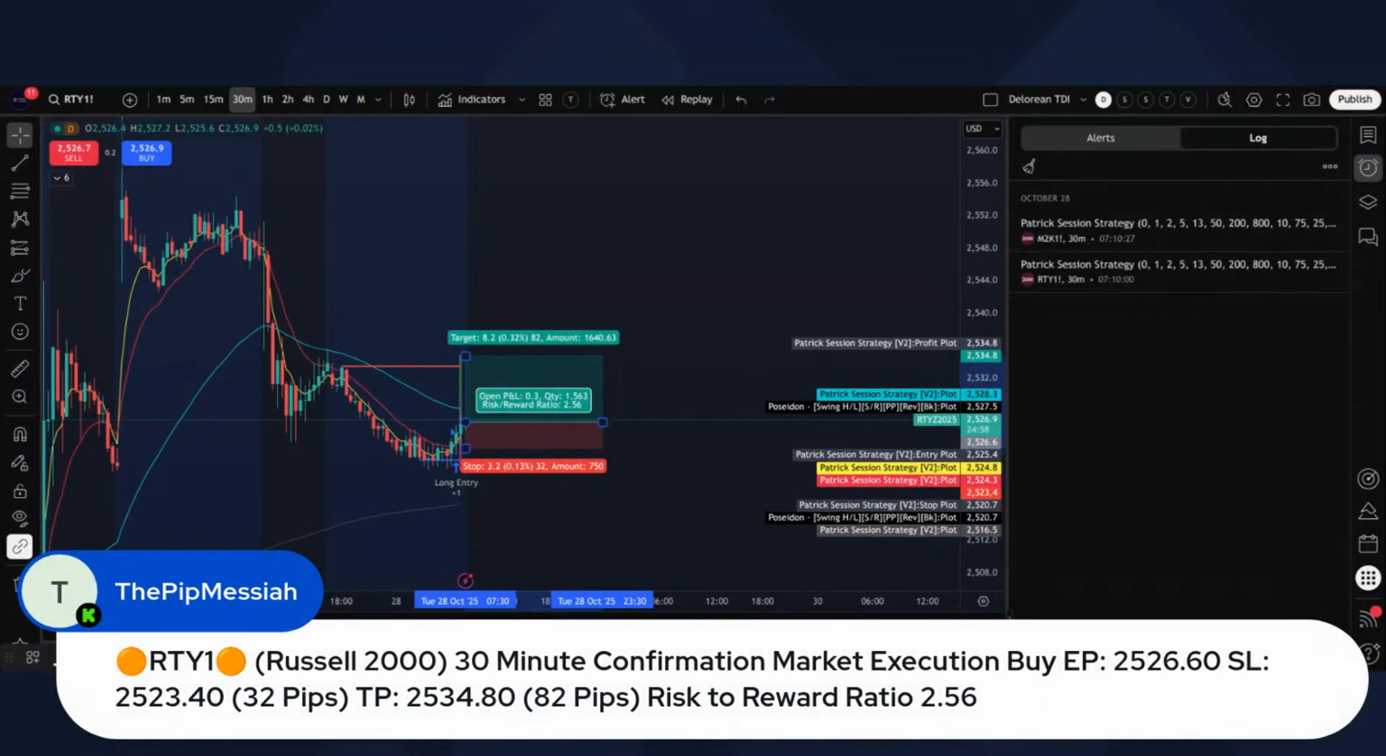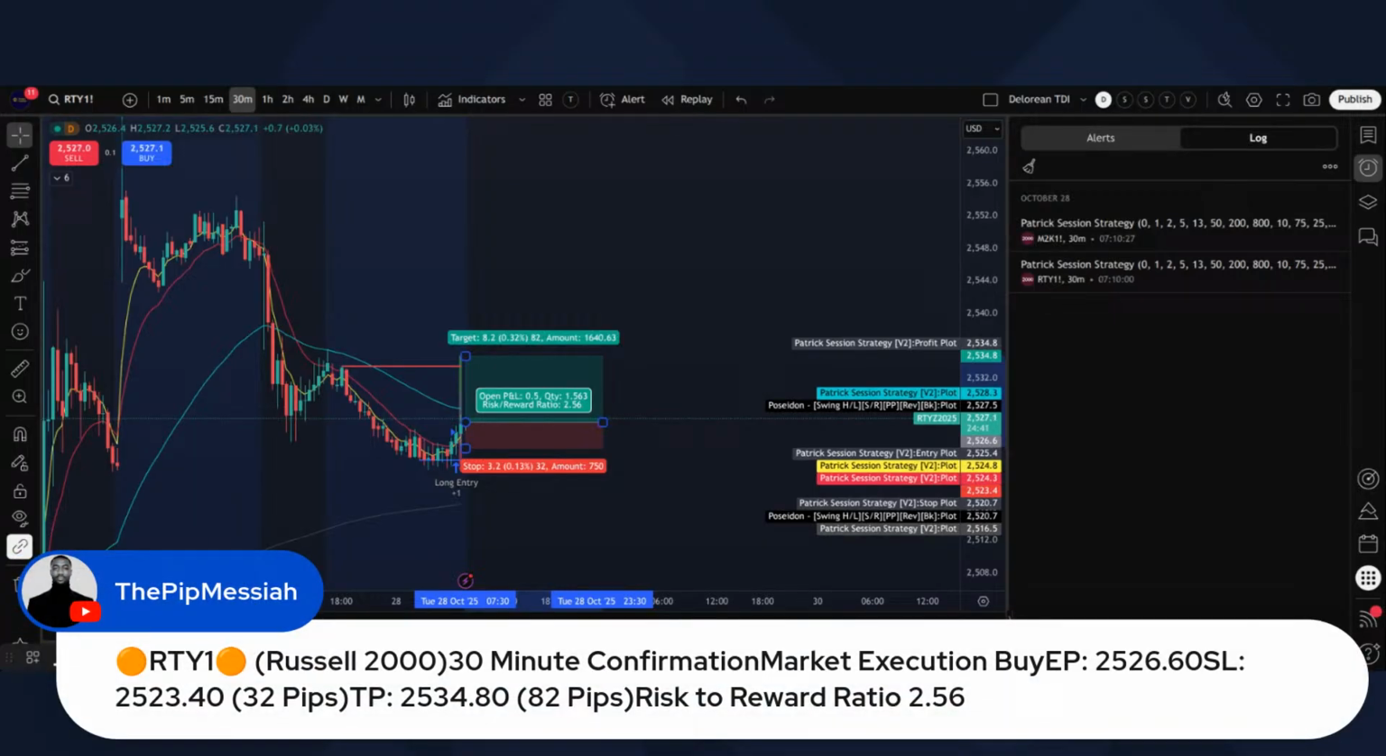Okay, so RT1, Russell 2000, 30-minute confirmation, market execution buy, entry at 2526.60, stop loss at 2523.40 for 32 pips. Take profit at 2534.80 for 82 pips. Risk to reward ratio of 2.56. Again, that's RT1, the Russell 2000.